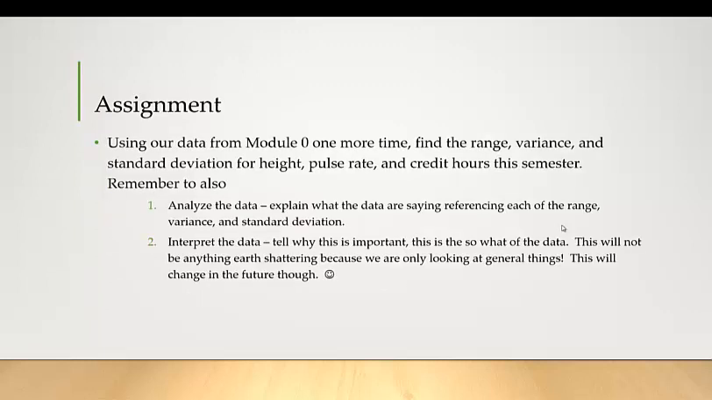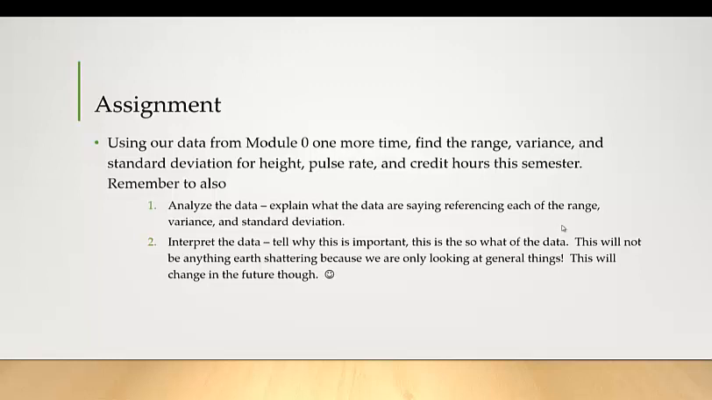So we're going to go back to our Module 0 data one more time, and we're going to find the range, the variance, and the standard deviation. Notice I left out the mean deviation. We're not going to deal with that. I wanted to just tell you what that was, but we're going to look mainly at variance and standard deviation as we move forward. Now remember what I said, when looking at variance and standard deviation it is the same thing.